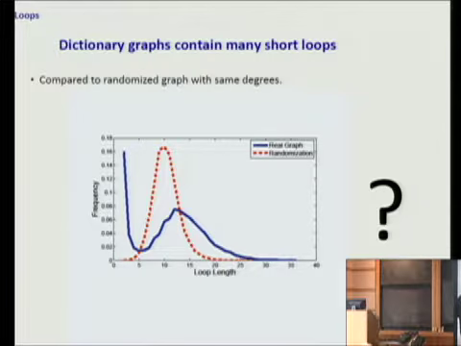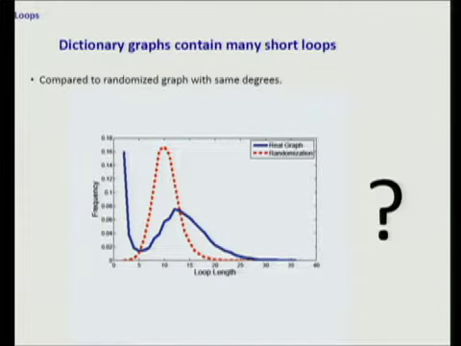And you see that in the region of short loops, all the loops that are shorter than 5 words, there is a very significant enrichment of the number of loops with respect to the random graph, which tells you that there is some tendency for loopiness. And we will ask, why.